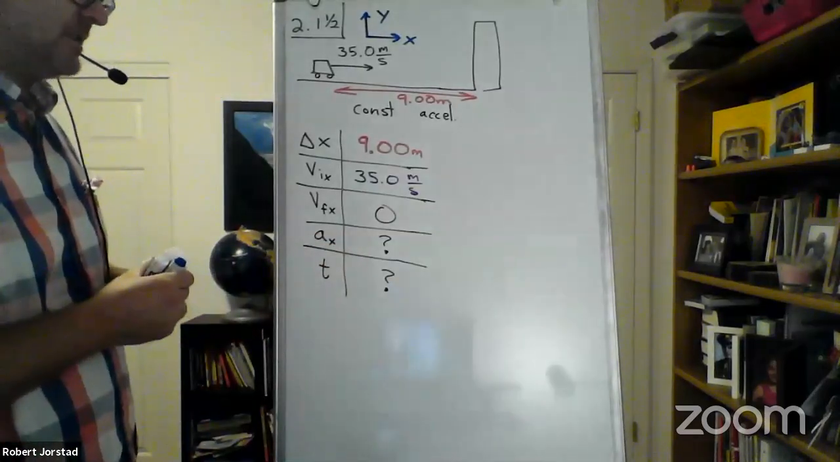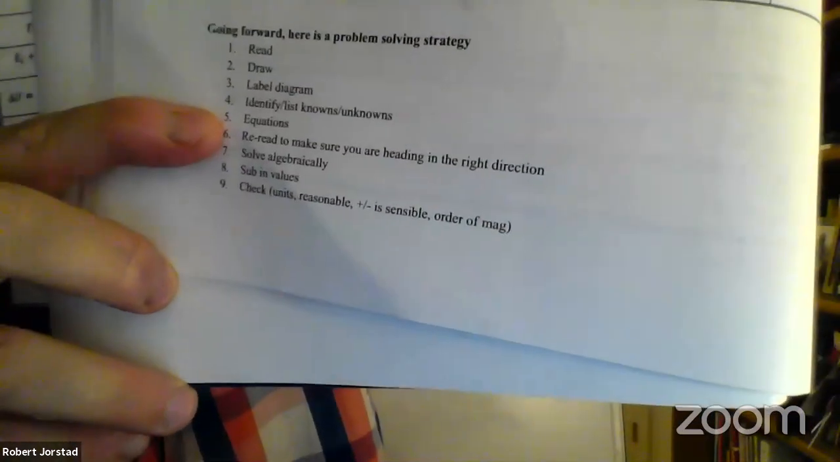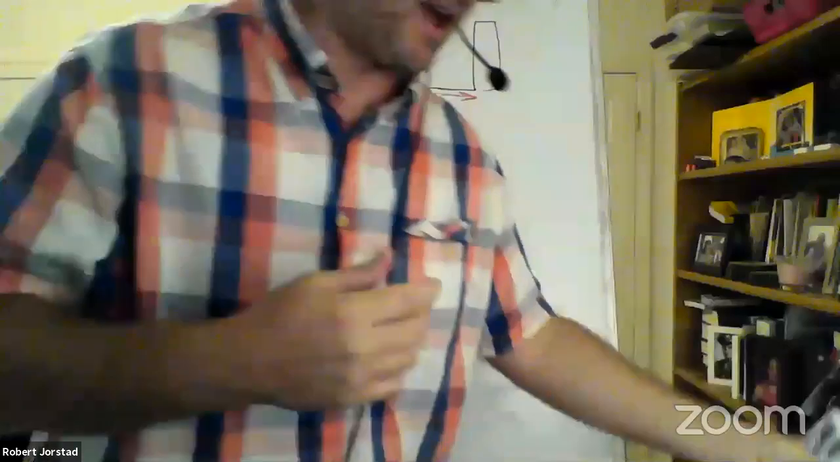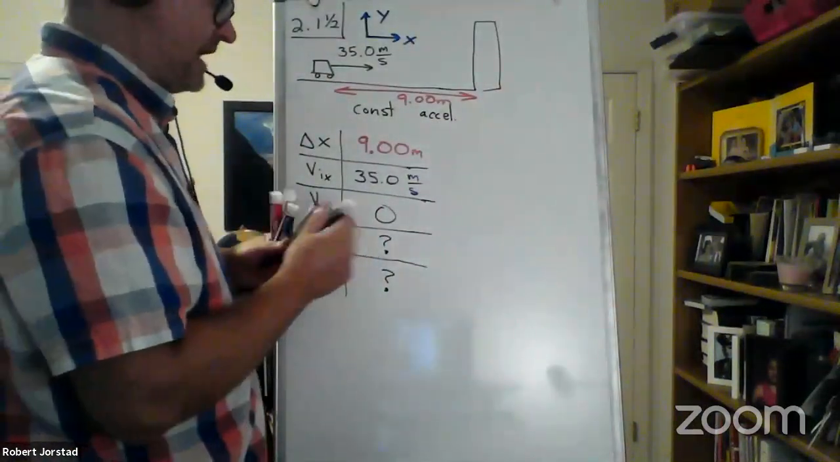Well, in order to do that, let's read our procedure. I bet the next step is write the equations. Let's see. We listed what we know and don't know. Next up is list our equations. And then notice we've got to reread and make sure we're doing the right thing. So in this case, I'll write them over here.